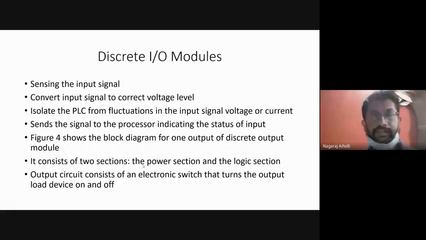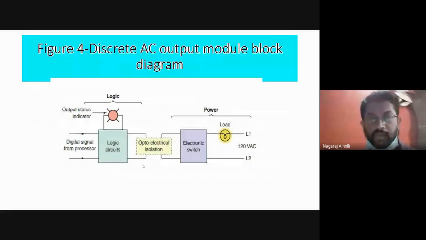This is our output circuit, the output module block diagram. Here we are seeing, again, it has two sections: one is the logic section, another one is the power section. In the logic section, we are applying the digital signal from the processor. The processor is nothing but the PLC processor here. Based on the program stored in the ladder diagram, in the processor, we get this signal from the processor.